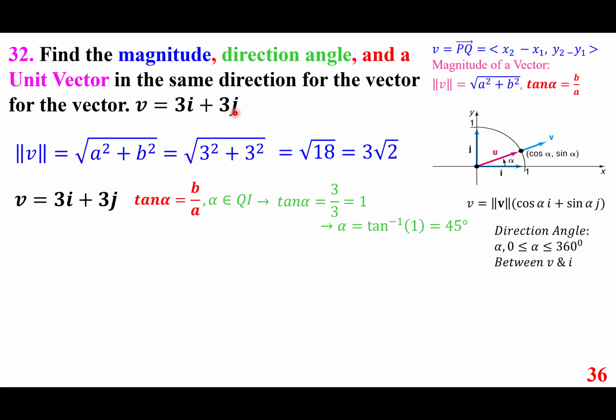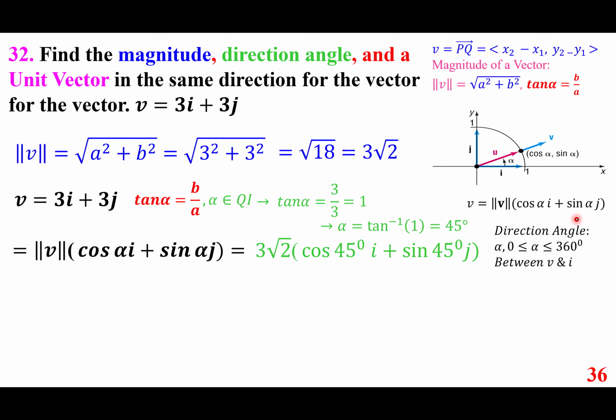What is the vector? All you have to do, write it with that format. You can write it, the magnitude that we have, times cosine alpha i plus sine alpha j. So that's in that format.